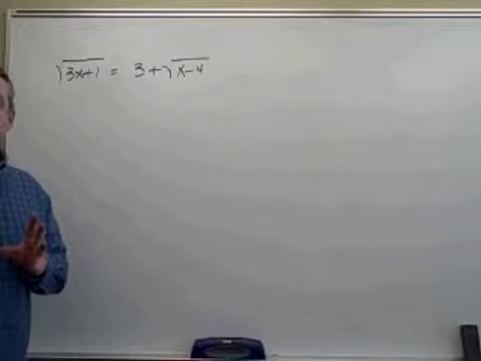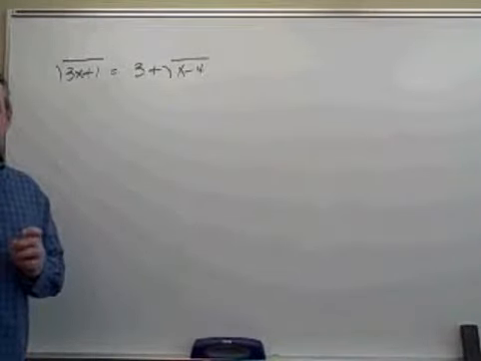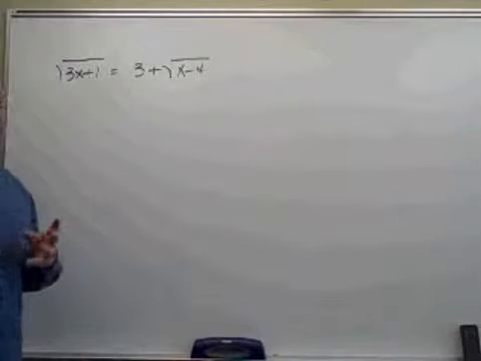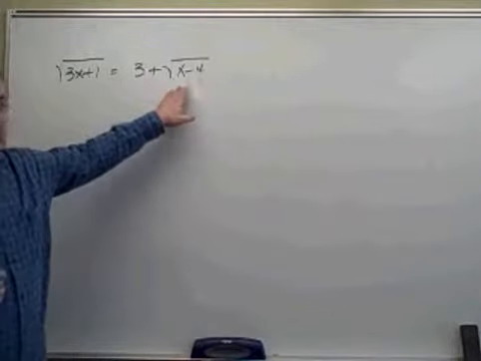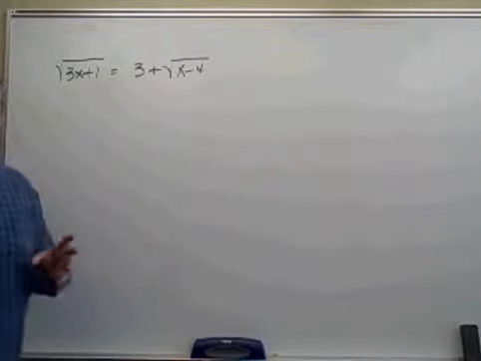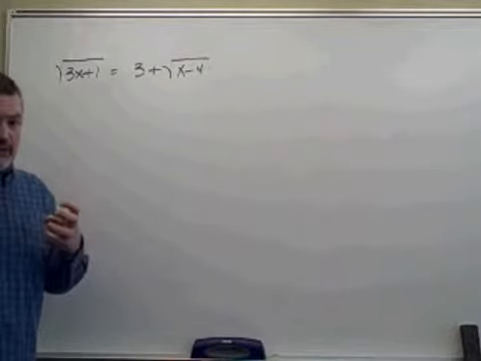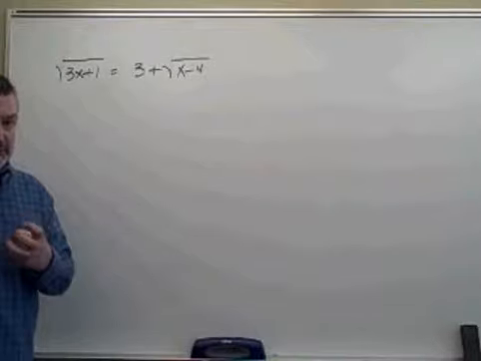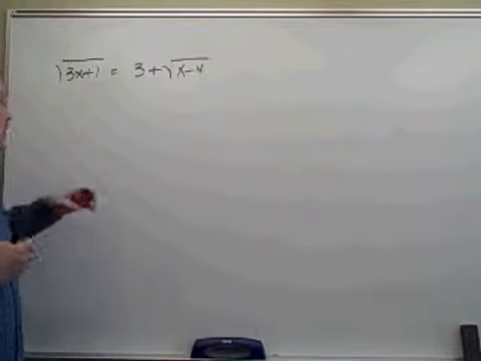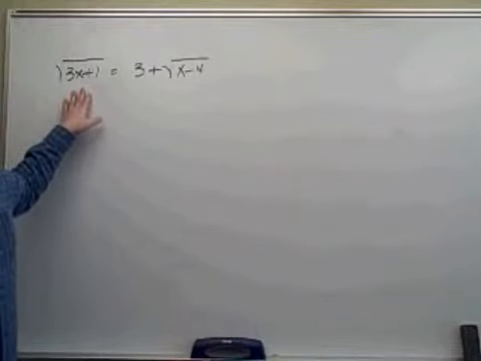Let's take a look at this problem. Let's see what we can do with this radical equation. This is going to be a lengthy problem because we have two radical expressions. So it's actually going to take us two separate raising to a power in order to eliminate both of those radical expressions. One of them is already isolated. That's where we need to start.